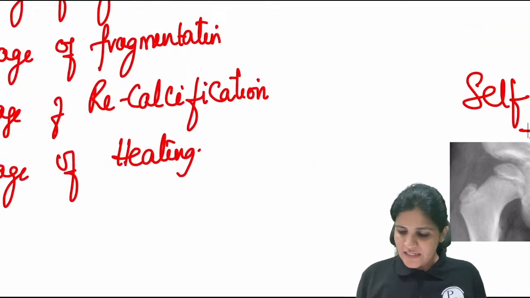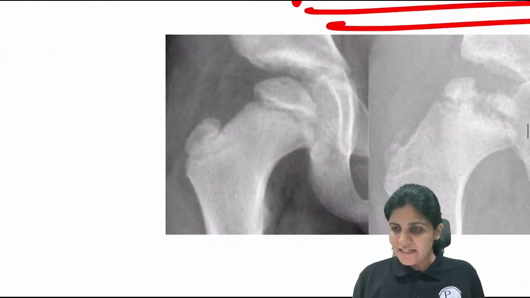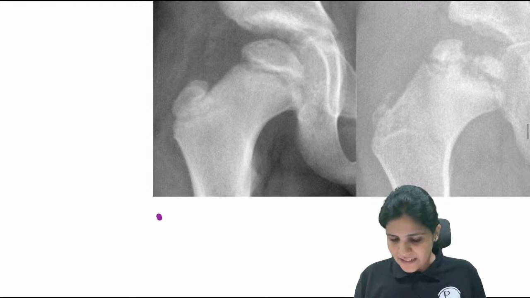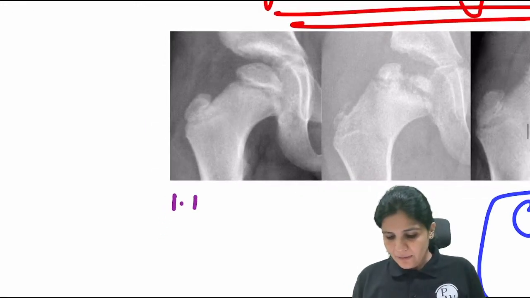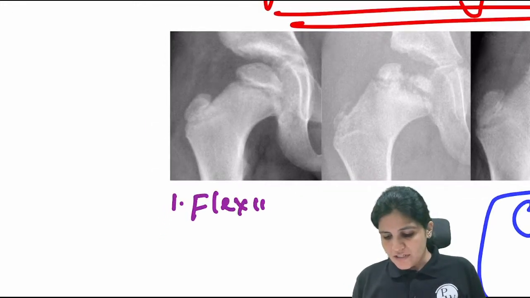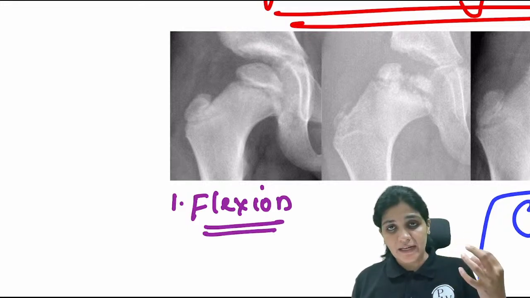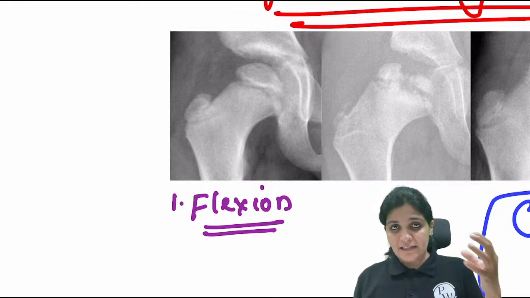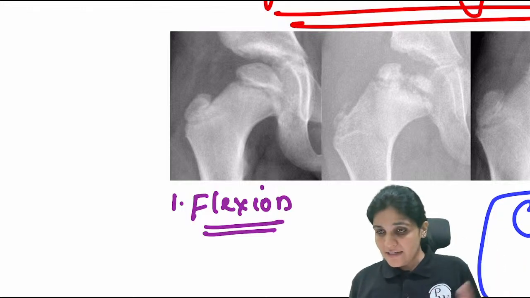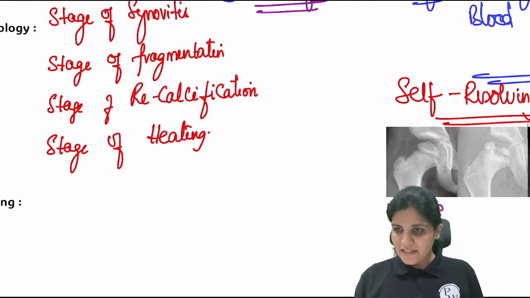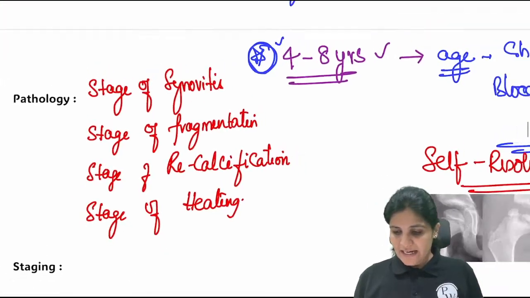So what is the first stage? Stage of synovitis. That means there is some problem in the first stage where there will be flexion. So just the cartilage is affected here. Synovitis is nothing but the synovial fluid is increased. So this will go into flexion, right? Okay, you want me to repeat the stages? So these are the 4 stages, right?